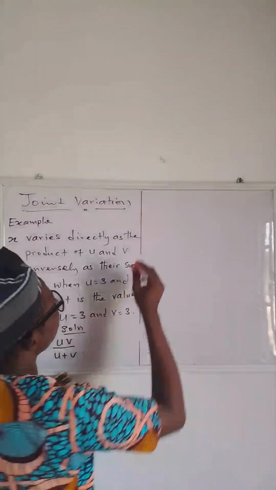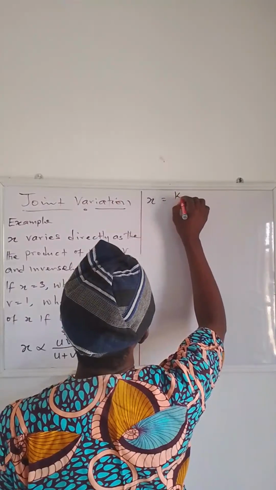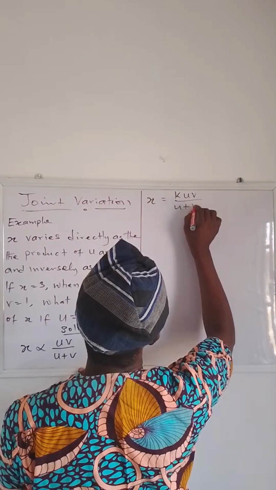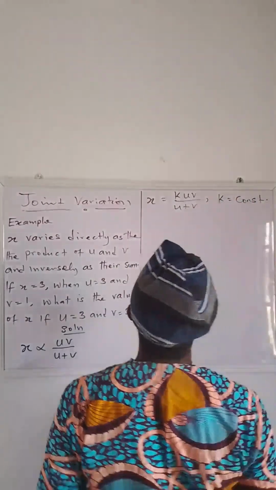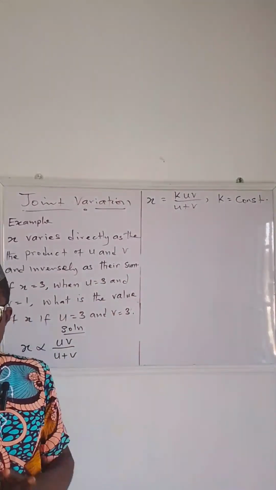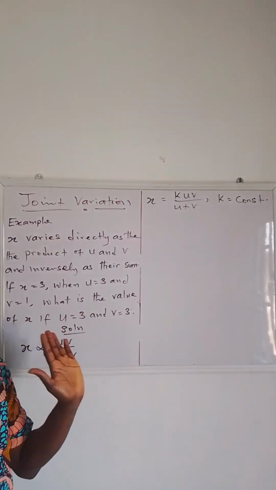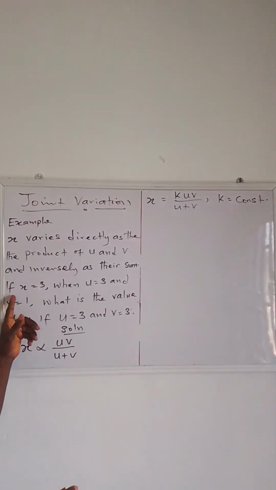Now let's do that. We have X equals to KUV over U plus V, where K is a what? A constant. All right, so the next thing to do is to get the proportionality constant. So we look into the question and plug in the values of U and V. Now let's look at what we have here and X as well.